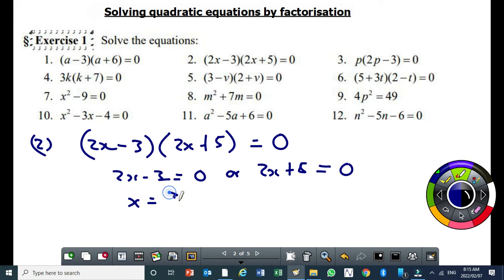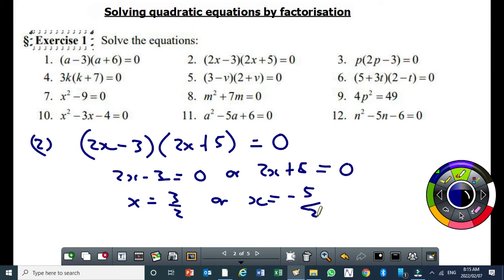So here you get x equal to 3 over 2, and there you get x equal to minus 5 over 2. You have done this in grade 9, but it's important that you are also aware of it in this grade, because you are going to encounter different types of quadratic equations. Right, so this is number 2.